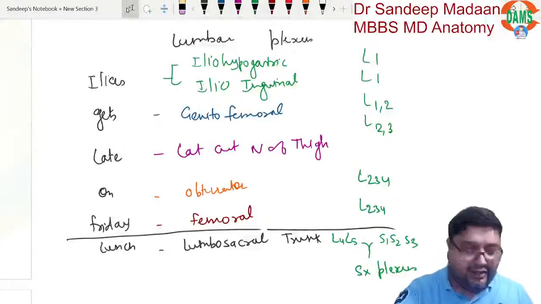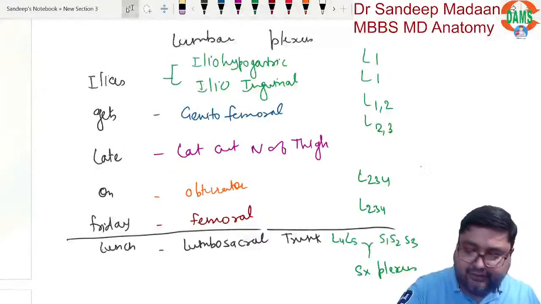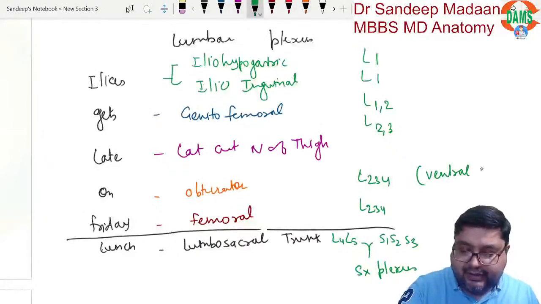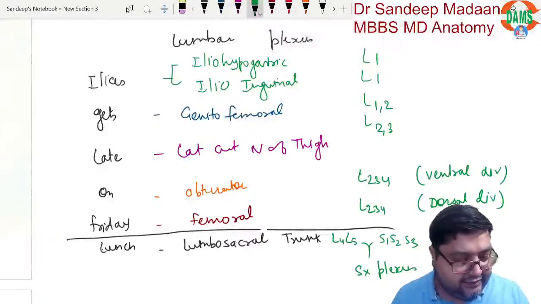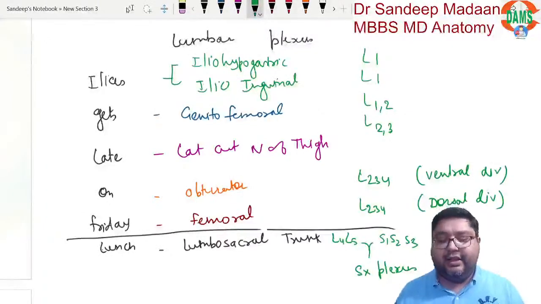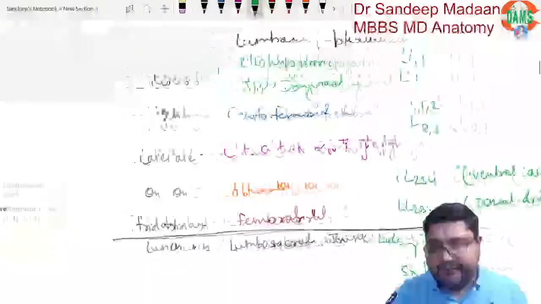So obturator nerve will be the ventral division, and the femoral nerve will be the dorsal division. Now that we have understood this, let us go back to the diagram and identify each and every structure over there, and after that we'll be starting with the thigh.